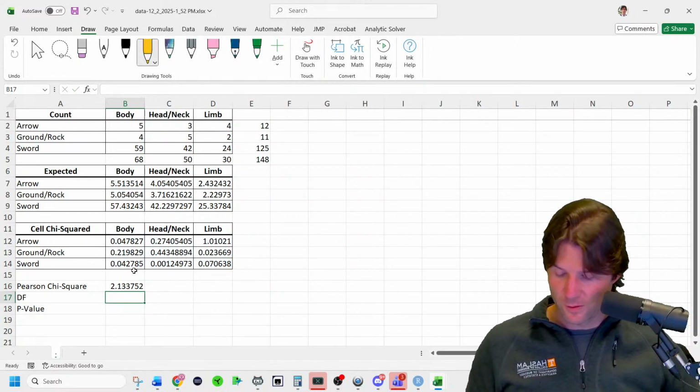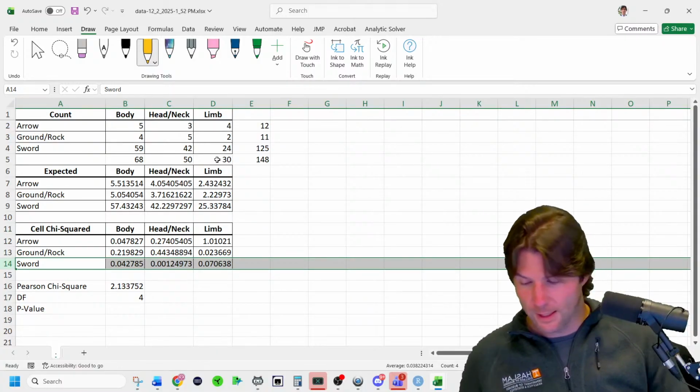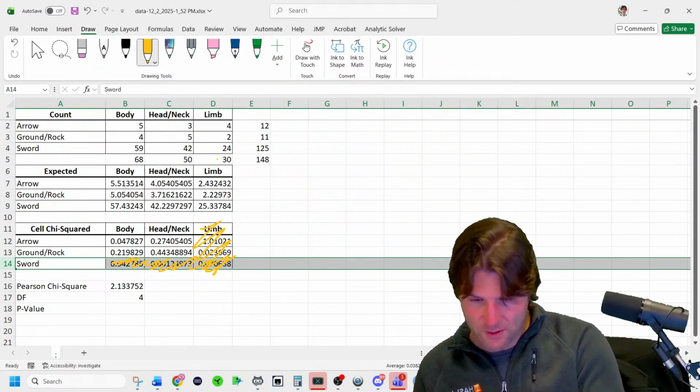The degrees of freedom here is 4, because you can delete one row and delete one column, and that gets you exactly 4 cells in the middle.